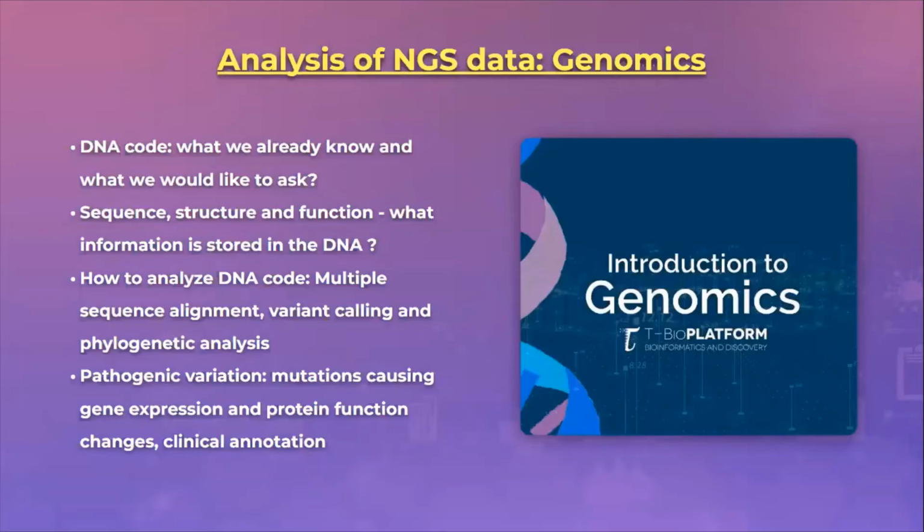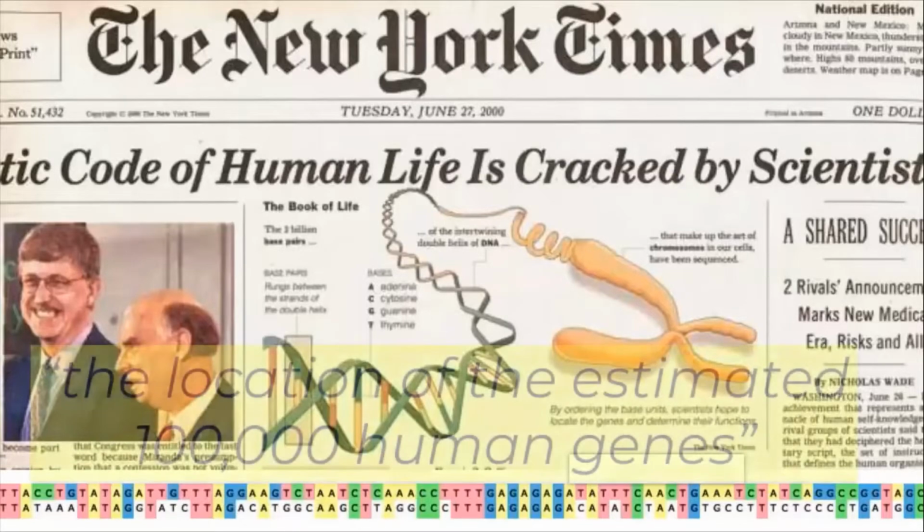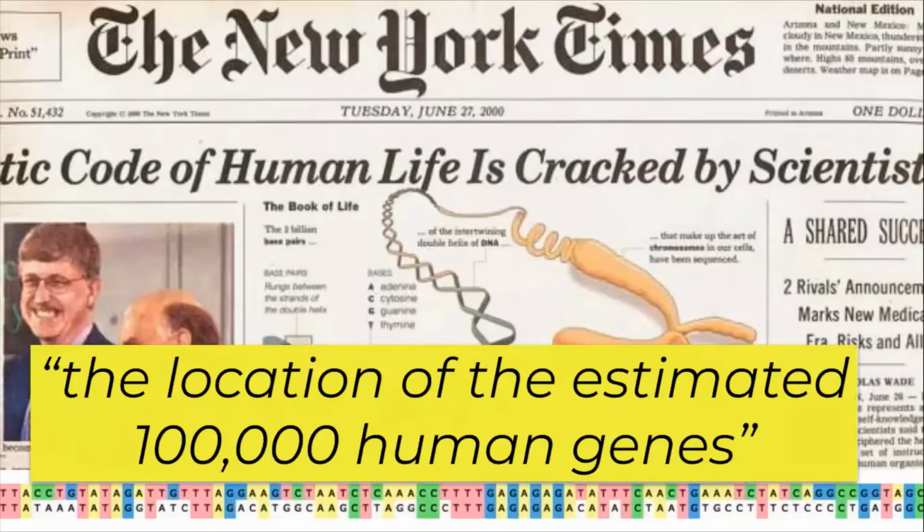To briefly review what we have learned in session 2, first, we laid the foundational knowledge for genomics and covered topics such as what is DNA code, what do we already know about it, and what kind of answers can we find there. Then, we learned about the Human Genome Project, which is an ambitious research effort aimed at determining the DNA sequence and the location of the estimated 100,000 human genes.